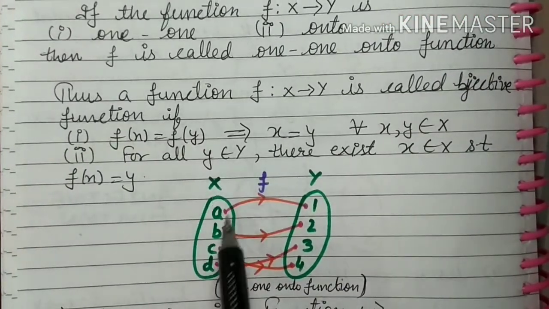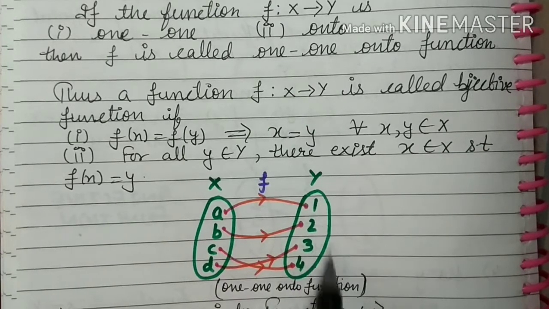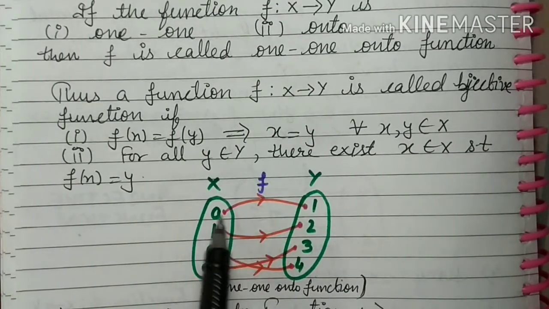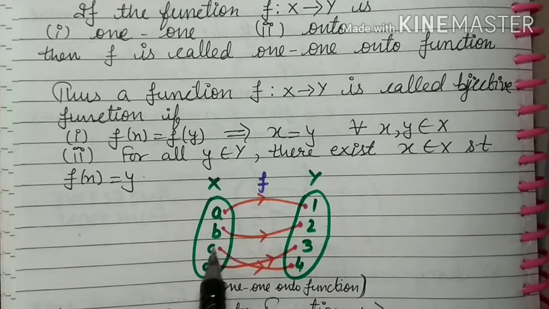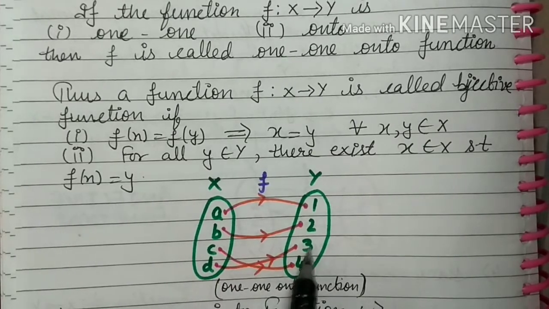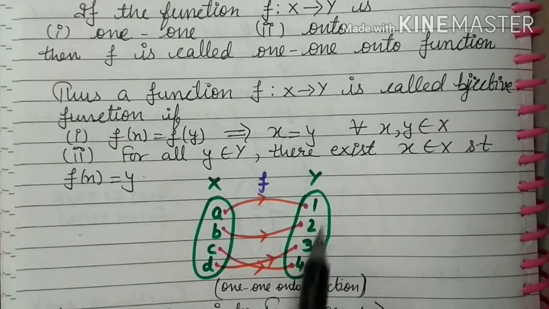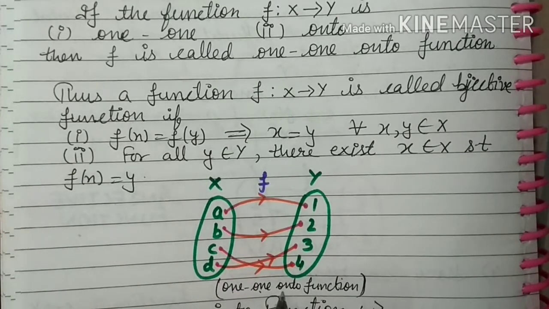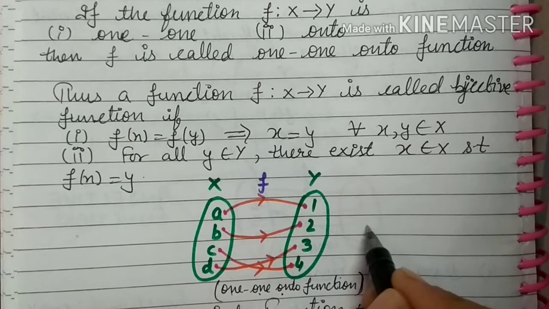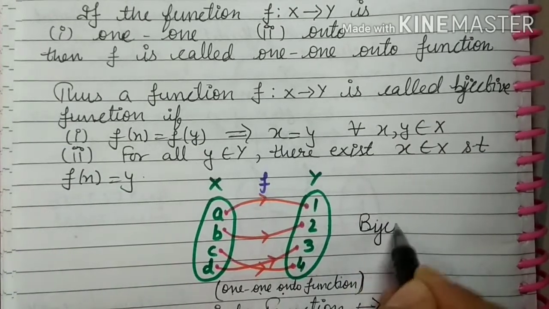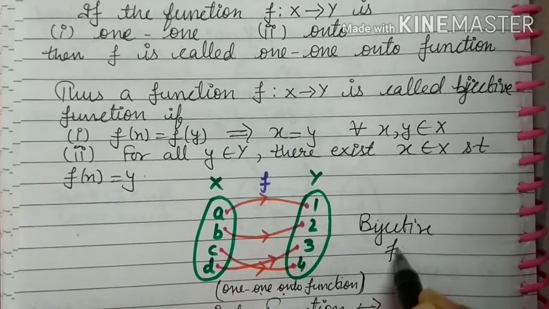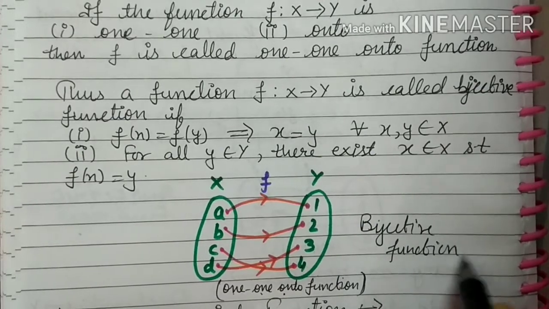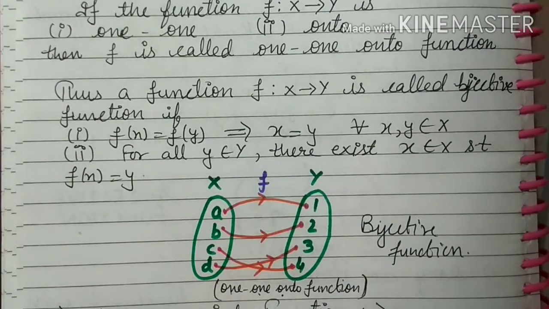in the set x we have a, b, c, d, in the set y we have 1, 2, 3, 4. By the arrow we can see that the image of a is 1, image of b is 2, image of c is 4 and image of d is 3. कि x के हर एलिमेंट की अपनी अलग इमेज है और y सेट में कोई एलिमेंट ऐसा पेंडिंग नहीं है जिसकी कोई प्री इमेज ना हो. So this function is called one-one and onto function. The common name for one-one and onto is bijective function. So this is very important from exam point of view.